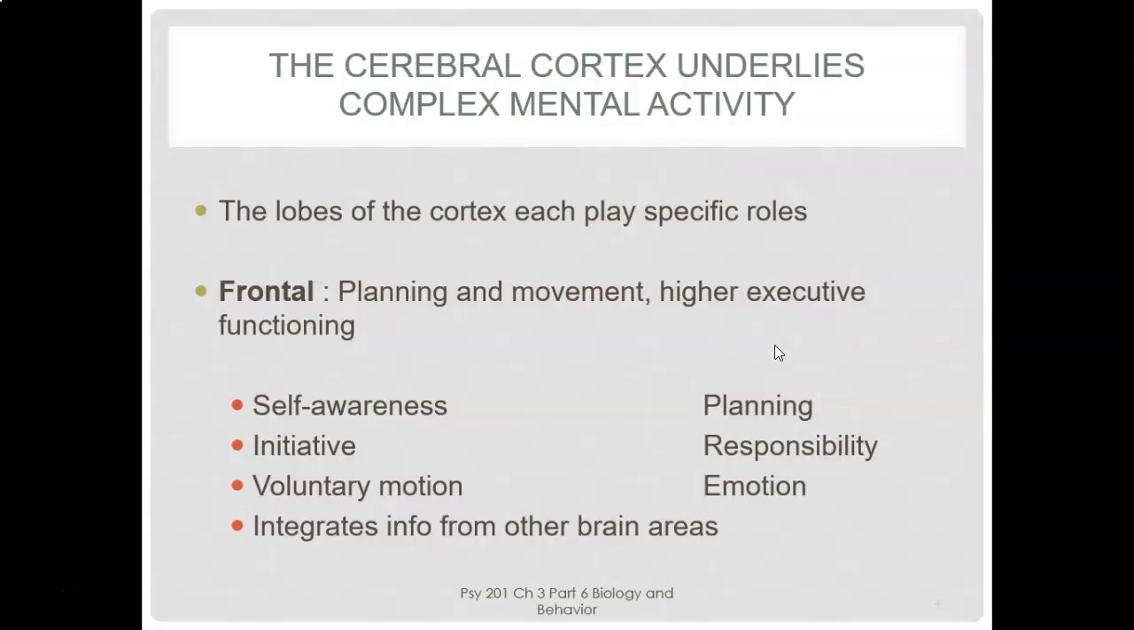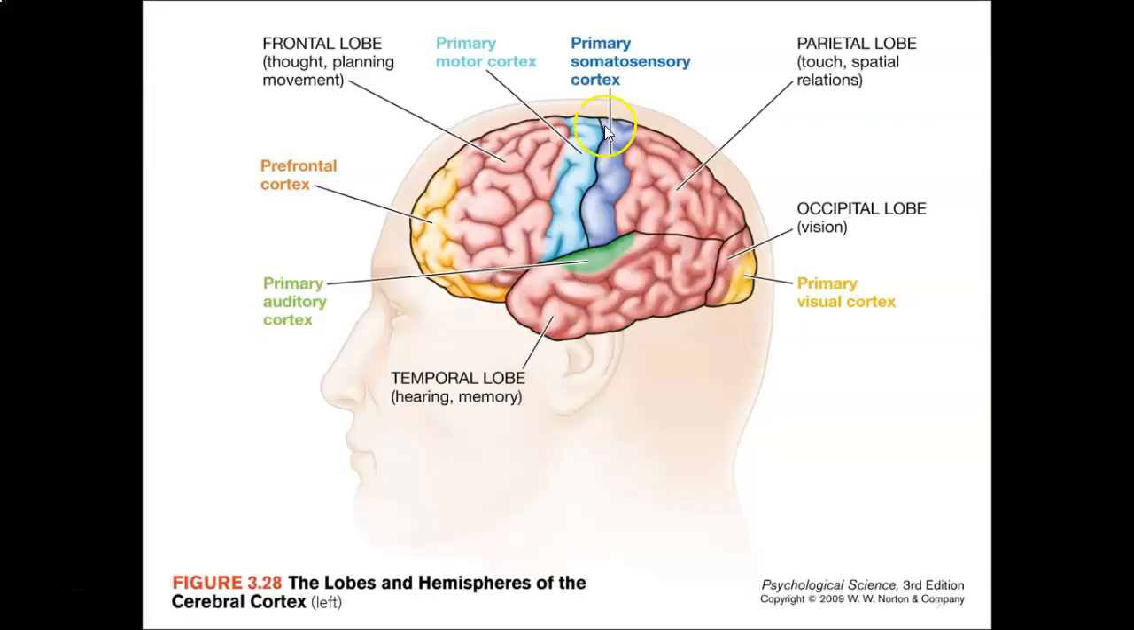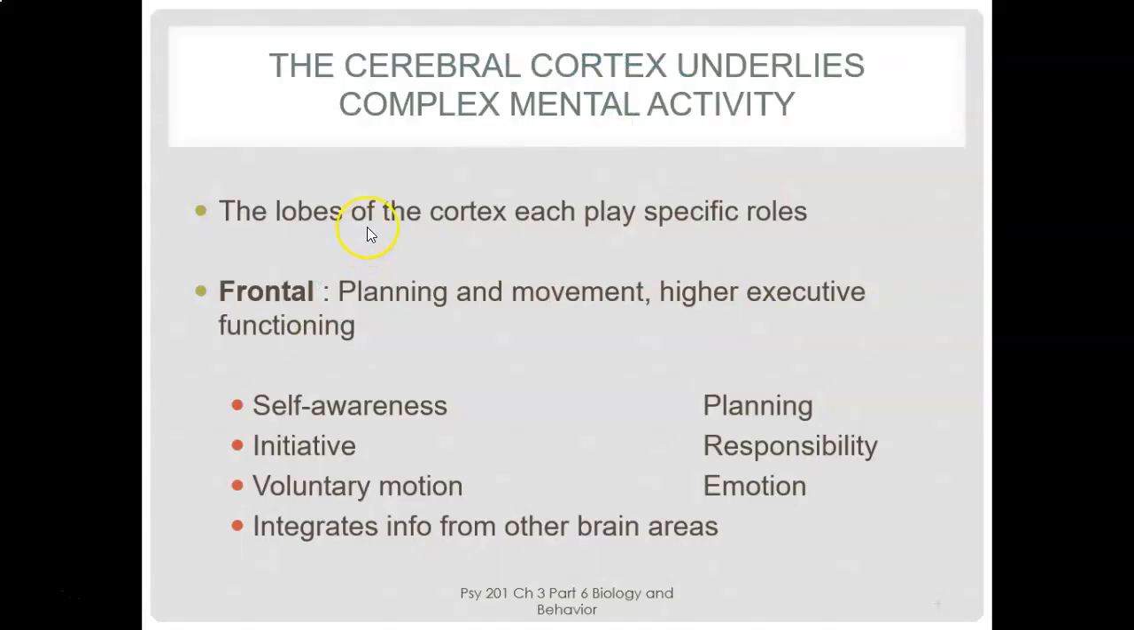So let's start with the frontal lobe. The frontal lobe is all of this right here. It ends here at the blue and goes all the way to the forehead. Each of the lobes in the cerebral cortex plays specific roles. They have very specific jobs, but they have to work together so that you have a cohesive human experience.